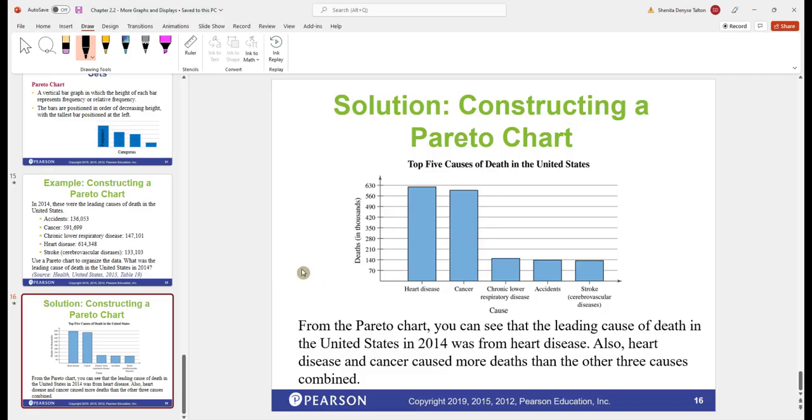And as you can see, both of my charts look like the ones on my PowerPoint. Okay, that's the end of this lesson.